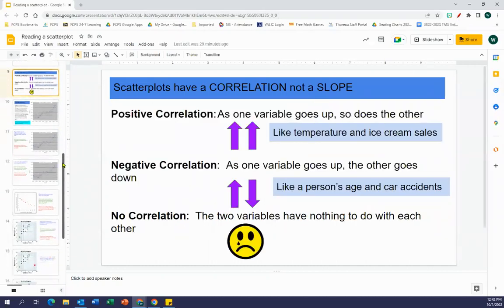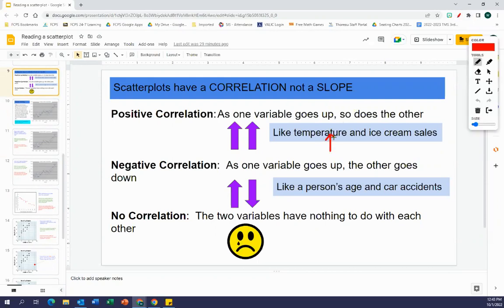So here's a quick summary slide of scatter plots that we talked about. Positive correlation. As one variable goes up, so does the other one. So think about this. If the temperature goes up, up, up, and it's just so hot, odds are ice cream sales will be high.